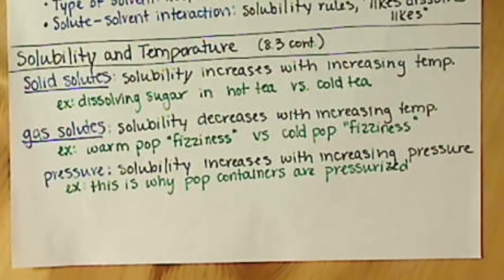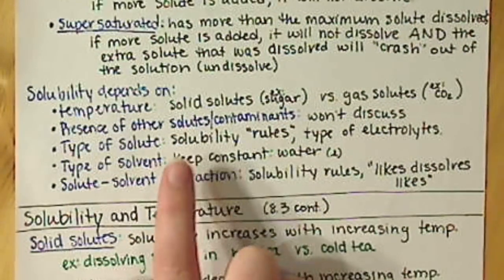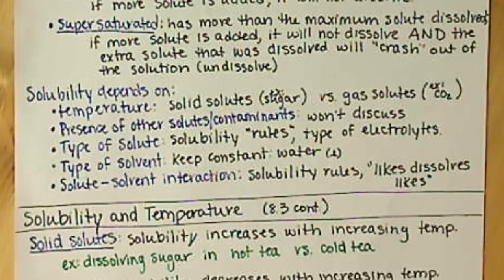So that is how temperature affects our solubility of our solid and our gas solutes. And because gases have multiple properties that we have to look at, pressure will also affect our gas solutes. In the next video, we will discuss these solubility rules and what that means for the solubility of our different compounds in water as our solvent.